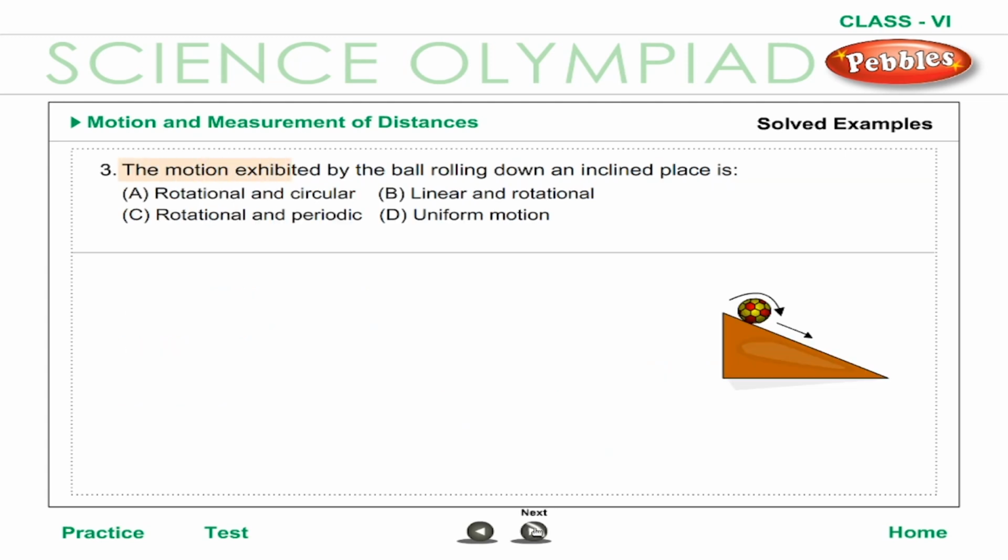The motion exhibited by the ball rolling down an inclined plane is: A. Rotational and circular, B. Linear and rotational, C. Rotational and periodic, D. Uniform motion.